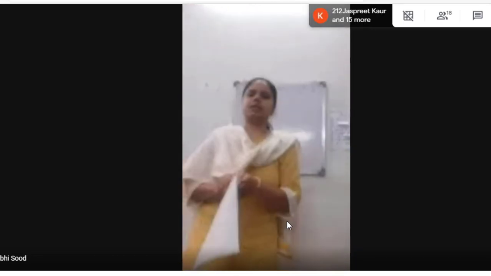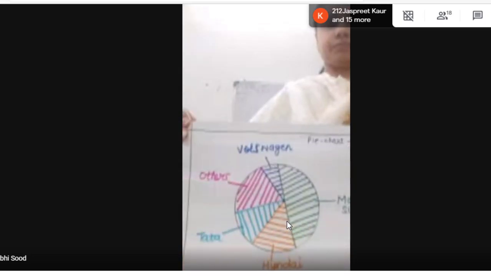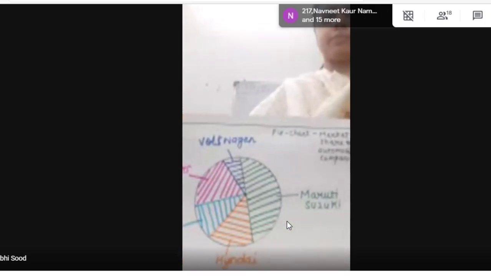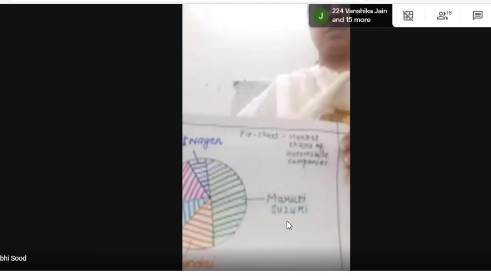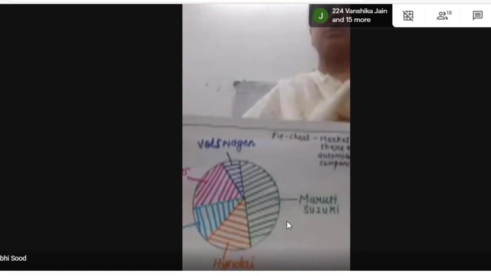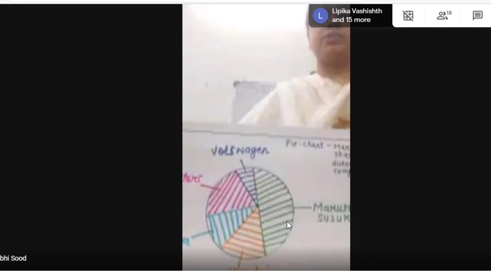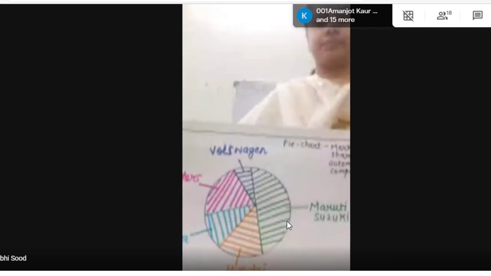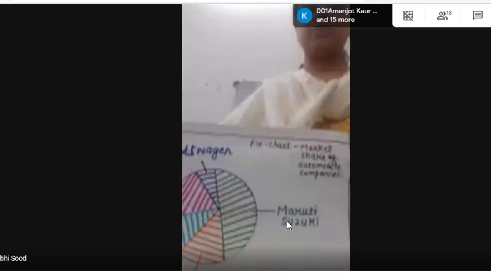Now, I'm going to show you a flashcard. Look at it carefully. Yes, have you looked at it? Now tell me, whose market share is the highest according to the pie chart? Maruti Suzuki. Yes, very correct. Maruti Suzuki. Right.